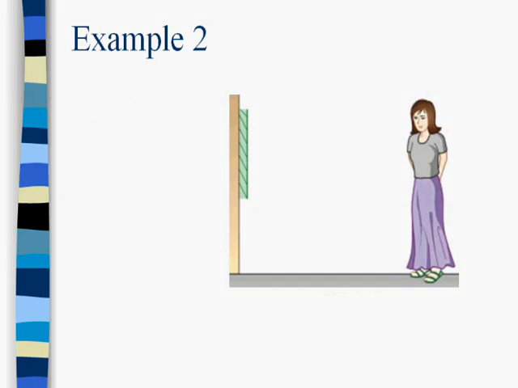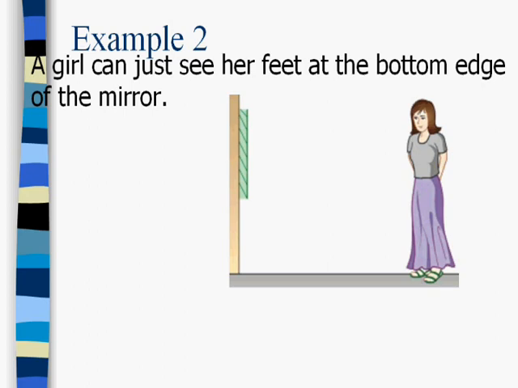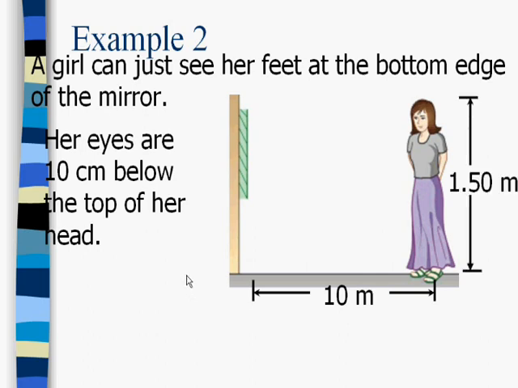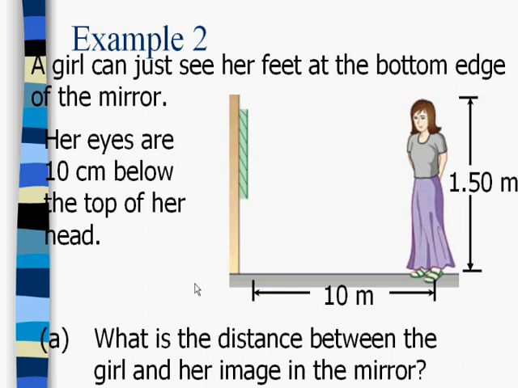We have an example here. A girl wants to see her image and can see her feet at just the bottom edge of the mirror. Her eyes are 10 centimeters below the top of her head. She is standing at 10 meters distance and her height is 1.5 meters. So the question is, what should be the distance between the girl and her image in the mirror?